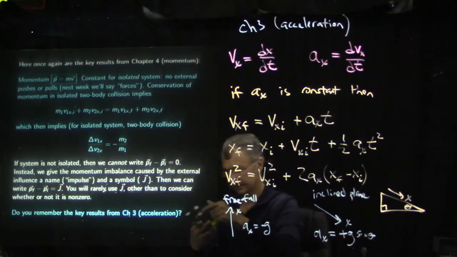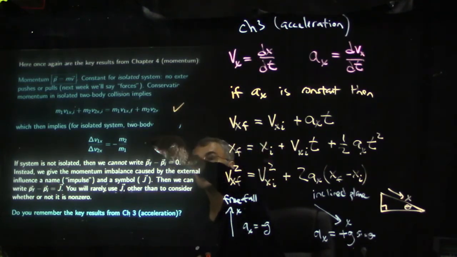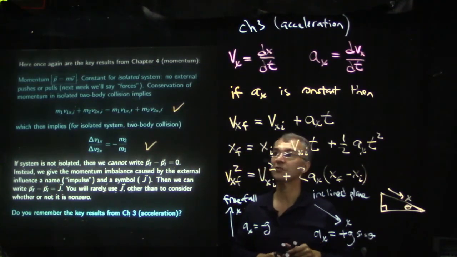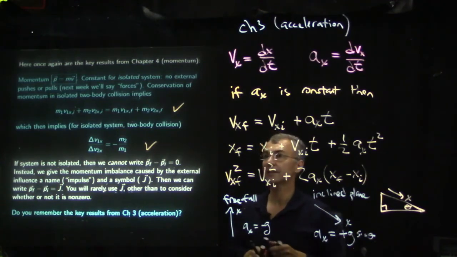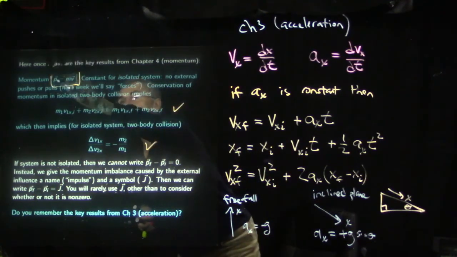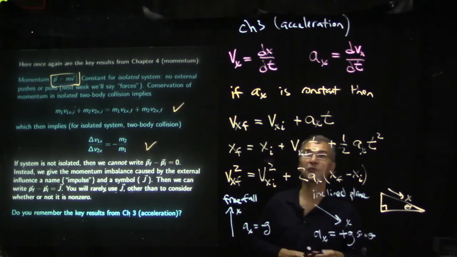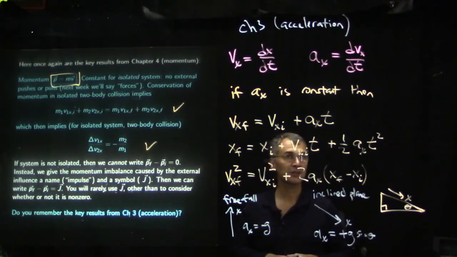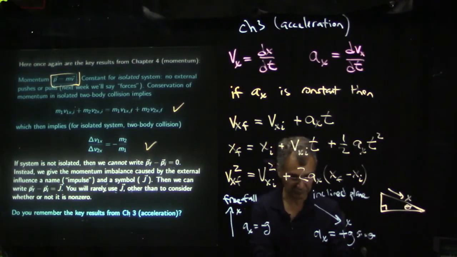And then this and this are really the only two key results, well, and this definition, for chapter 4. I think we might work one more example problem.